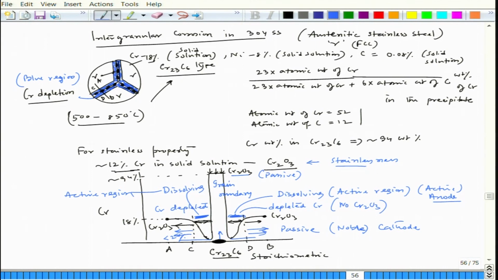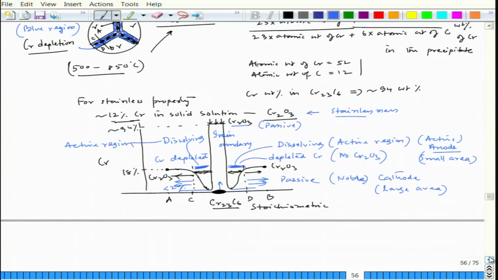The small section has a very small area, and here we have a large area. So, now we have two effects: one is galvanic corrosion, plus large cathode and small anode. These two effects will lead to huge corrosion along the grain boundary of that chromium depleted zone. So, this blue portion will have huge corrosion attack, and the rest of the portion will be protected. That is the mechanism that happens when we have chromium carbide precipitate along the grain boundary.